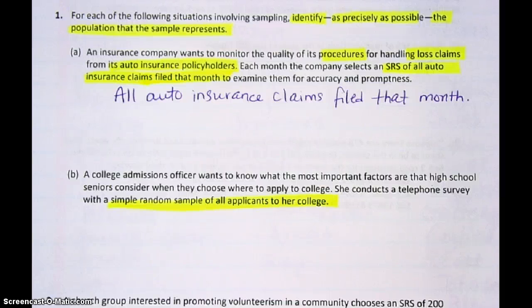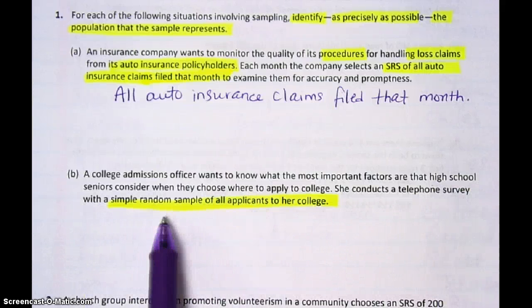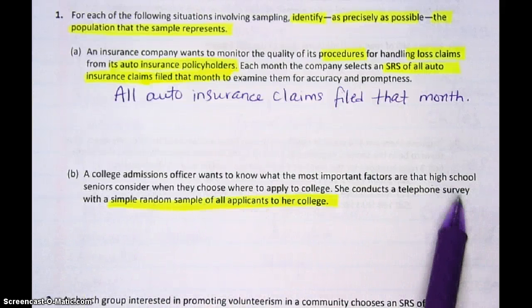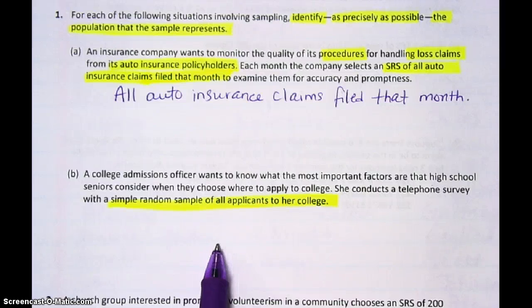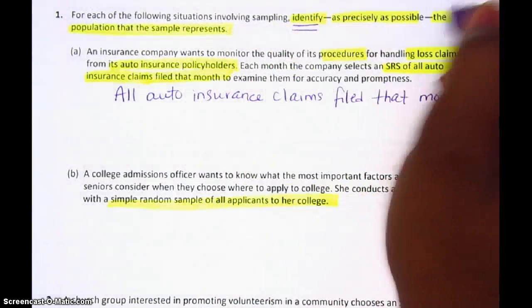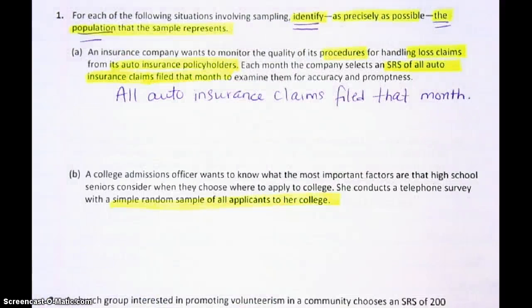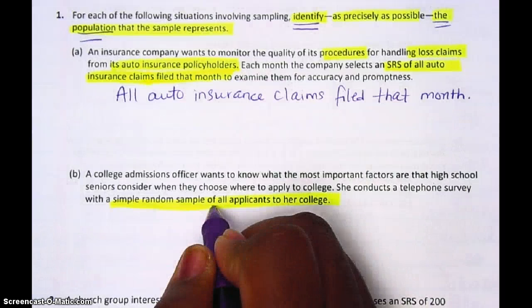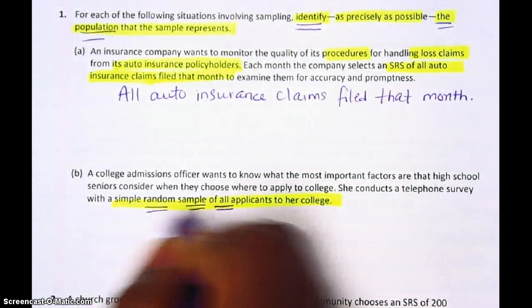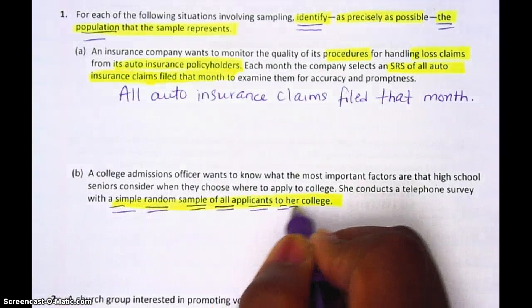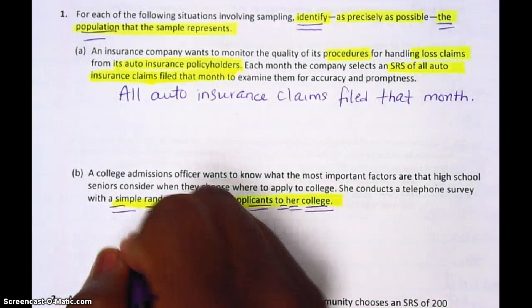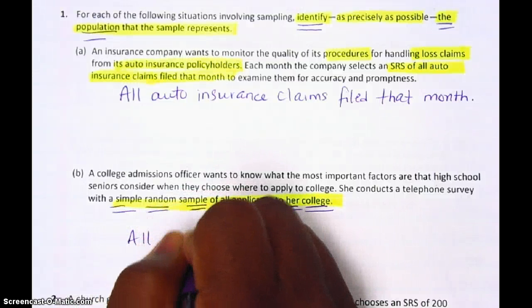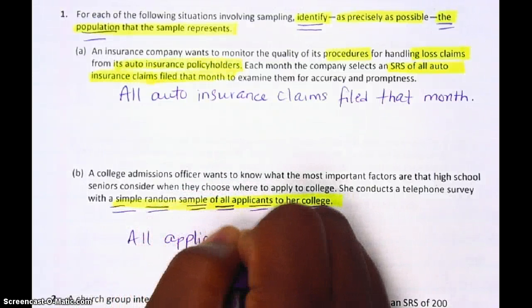Now, I understand that there's a lot of information in here, like we talked about high school seniors, we talked about the fact that she conducted a telephone survey, but don't forget the point of the question. The point of the question is to identify the population. It doesn't matter that she chose a telephone survey to ask the question. What is the population of interest? If we look right here, her sample was of all applicants to her college. And so therefore the population is all applicants to this college.